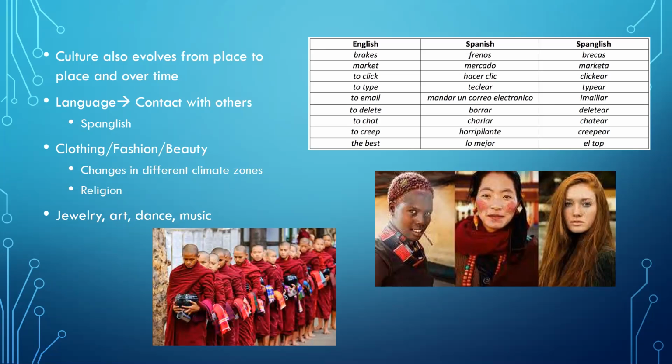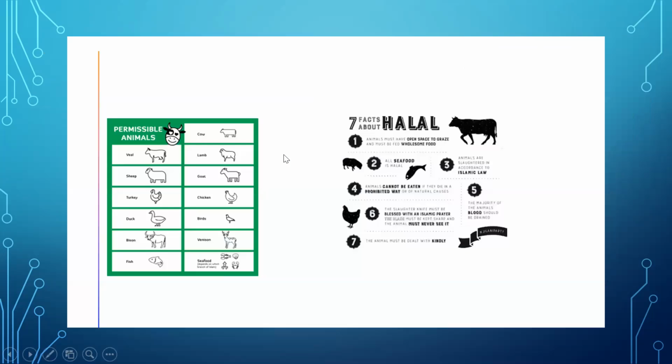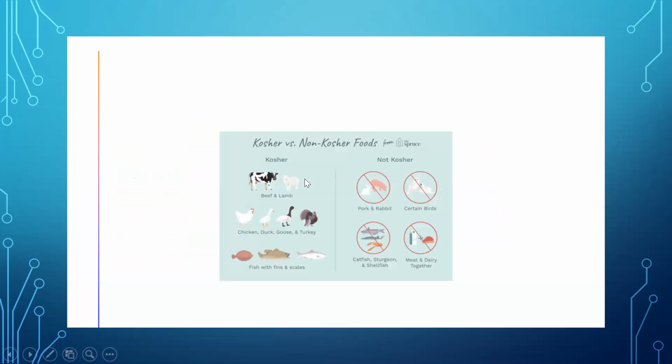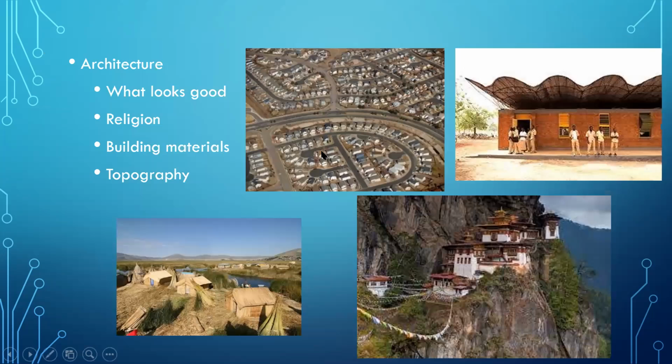Religion defines clothing. Think of the role of religion in society, like in the Middle East. Jewelry, art, dance, and music all change across regions. Food as well. I showed you this in class. Think about the religion in the area, what's allowed in Islamic culture, or kosher foods, what's allowed for Jewish people.